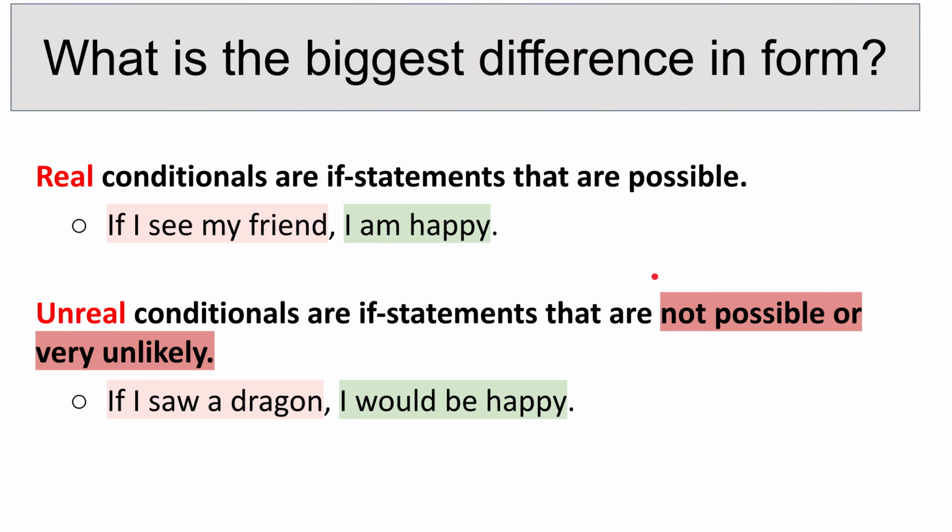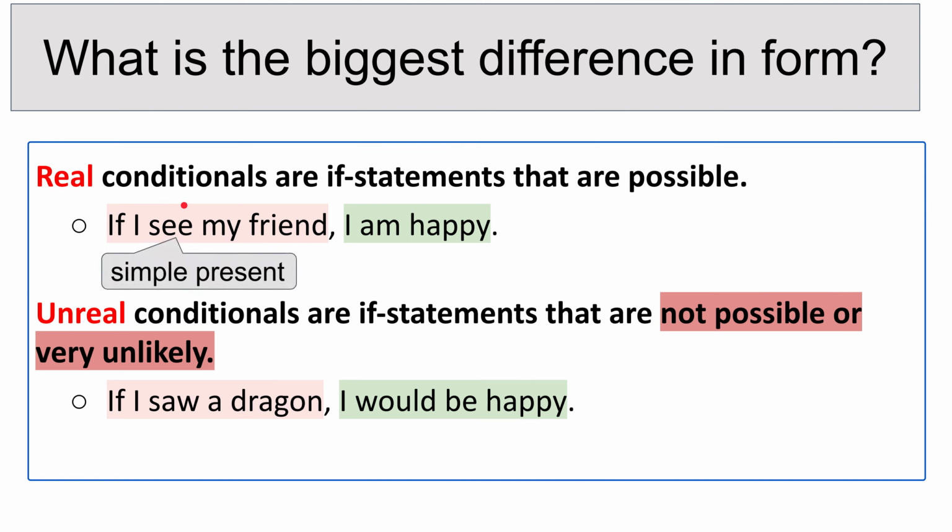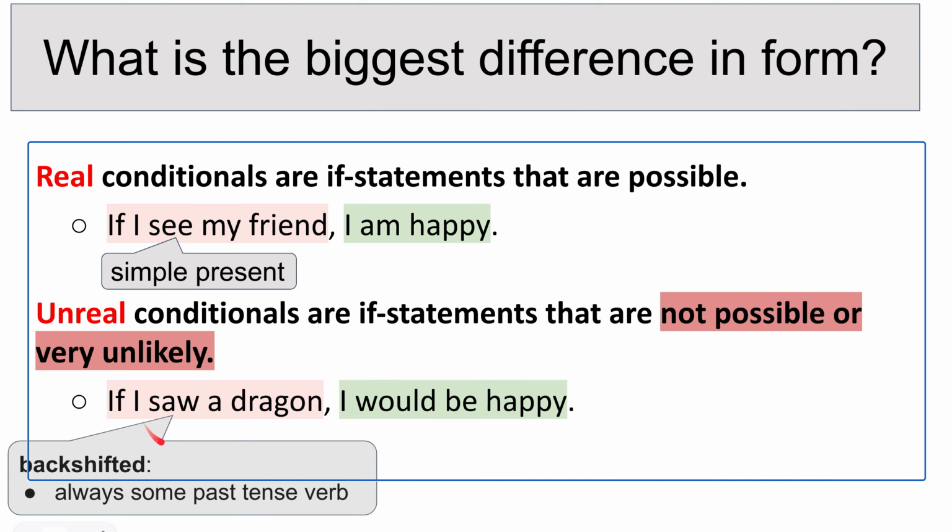Now let's look at the biggest difference in form between real and unreal conditionals. The first difference occurs in the if clause. For real conditionals, the verb is usually some present tense form. For unreal conditionals, the verb is usually some past tense verb because it's backshifted.